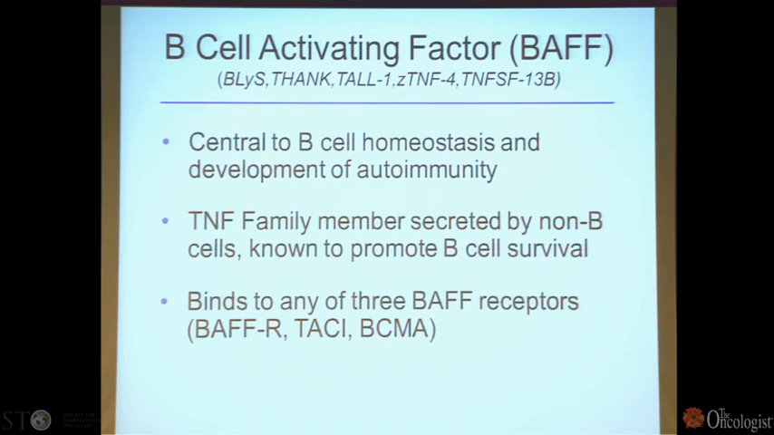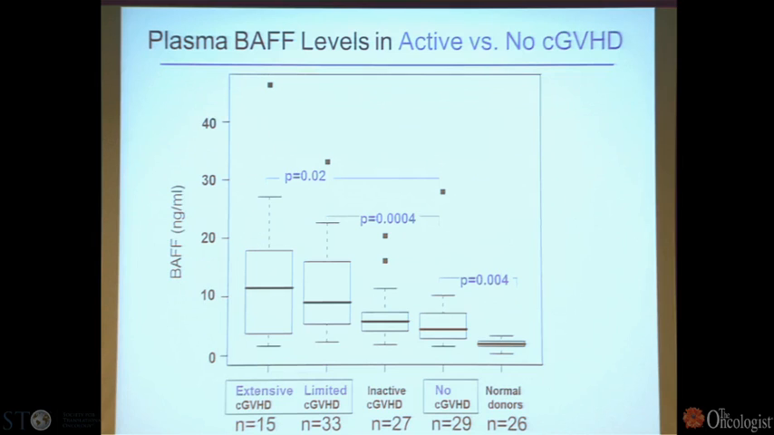It was discovered in 1998, and it's known to be pivotal for both the maintenance of B cell homeostasis and the development of autoimmunity. So we know if you overexpress this molecule in mice, you get what looks like a lupus phenotype. And if you knock it out, you don't get mature B cells developed at all. So we know it's a key factor. It's interesting because it binds to any of 3 B cell receptors on B cells and is primarily made by non-B cells. And it was a factor that we could measure in patients.